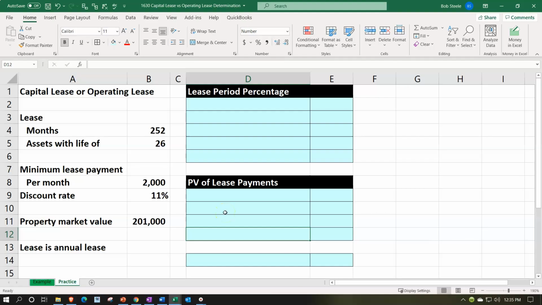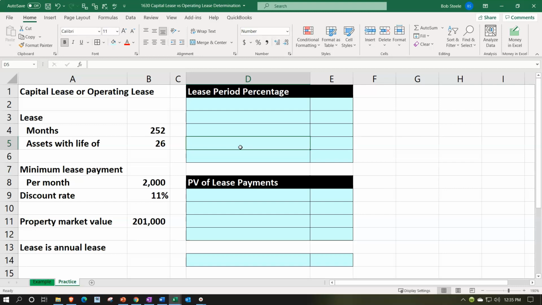Here we are in our Excel worksheet. If you have access to the Excel worksheet and would like to follow along, note that we're in the practice tab as opposed to the example tab, which is in essence an answer key. Information's on the left-hand side. We're going to populate that into the blue area on the right-hand side, looking at some calculations that could help us to determine whether or not something needs to be recorded as an operating lease or a capital lease.